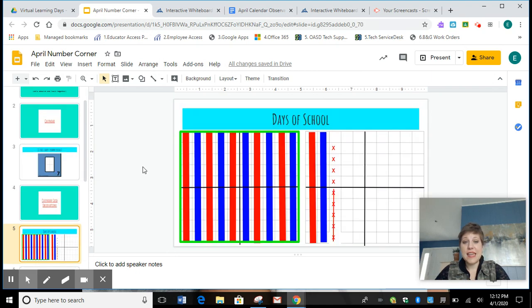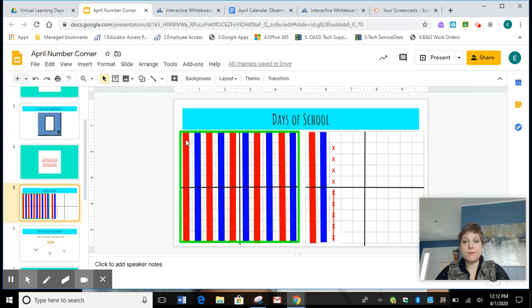We are ready to take a look at our days of school routine. Today is the 129th day of school. Can you count it along with me? Remember, we're going to use those big groups to help us count. 100, 110, 120, 125, 126, 127, 128, 129.